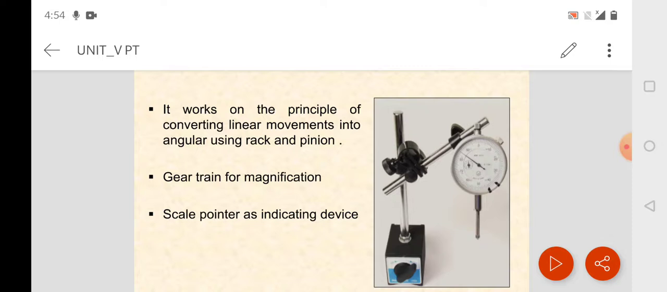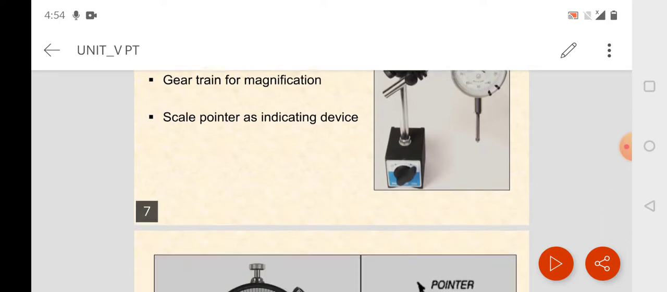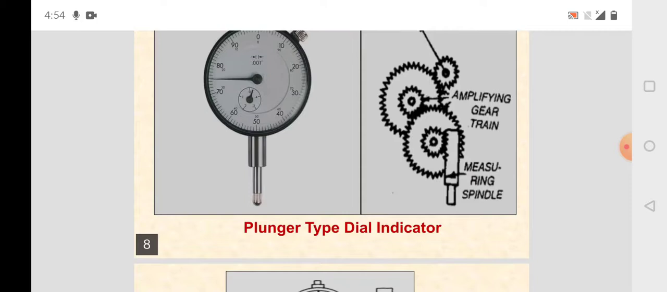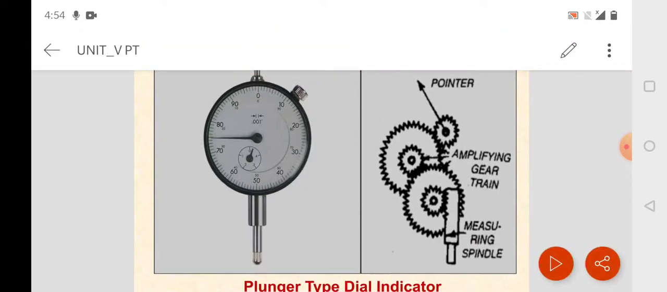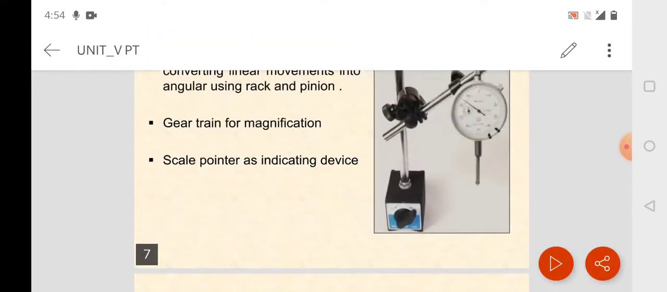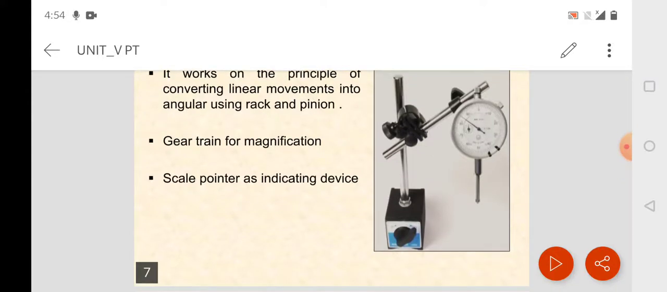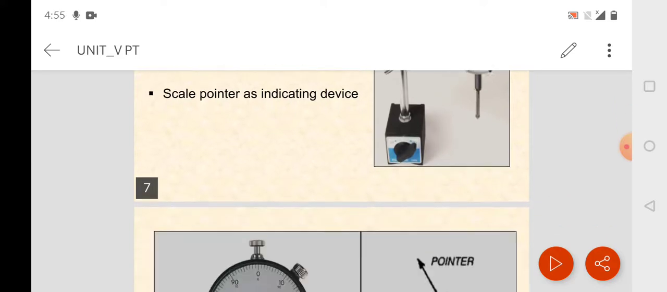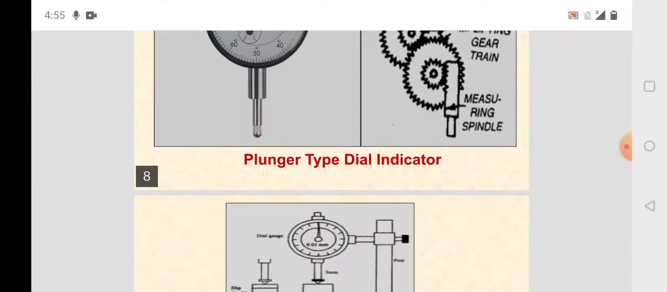So you can just see the reading very easily. It works on the principle of converting linear movement into angular. Linear movement means the up and down movement of this plunger is converted into angular movement of this indicator, and through the gear train it magnifies. The scale and pointer act as the indicating device for the readings.